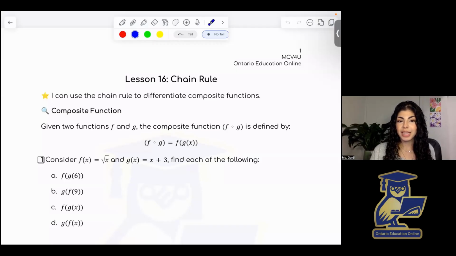Hello and welcome to lesson 16 on the chain rule, where today we're looking at our last rule for differentiating functions, and it's actually one of my favorites because it really ties in all the ideas we've been learning so far. So today we're going to learn how to use the chain rule to differentiate composite functions. And specifically as we learn this, I'm going to make a connection with one of the other rules that we've seen before.